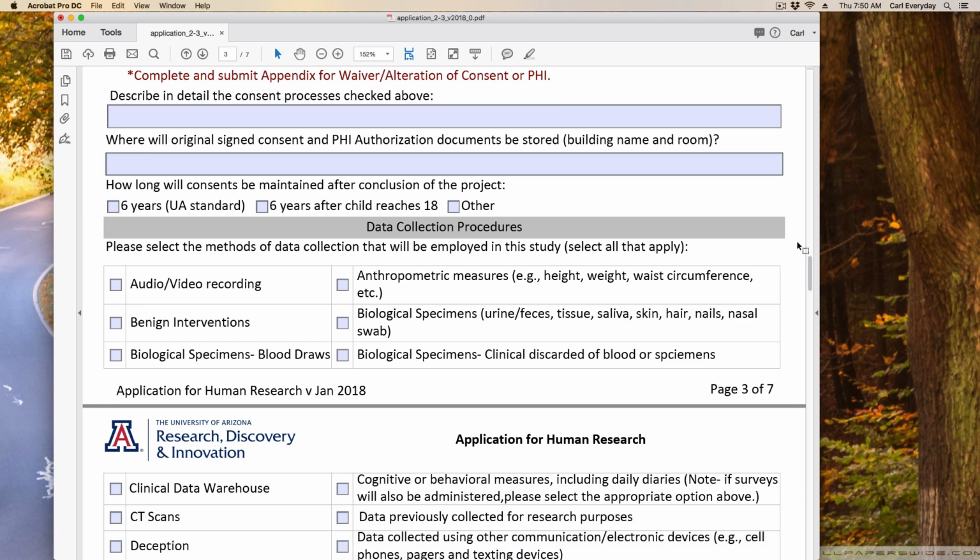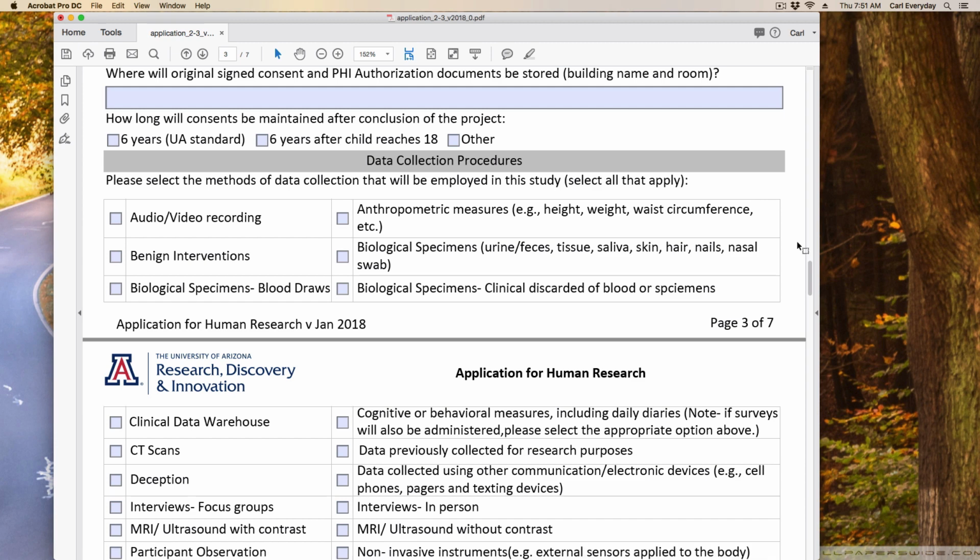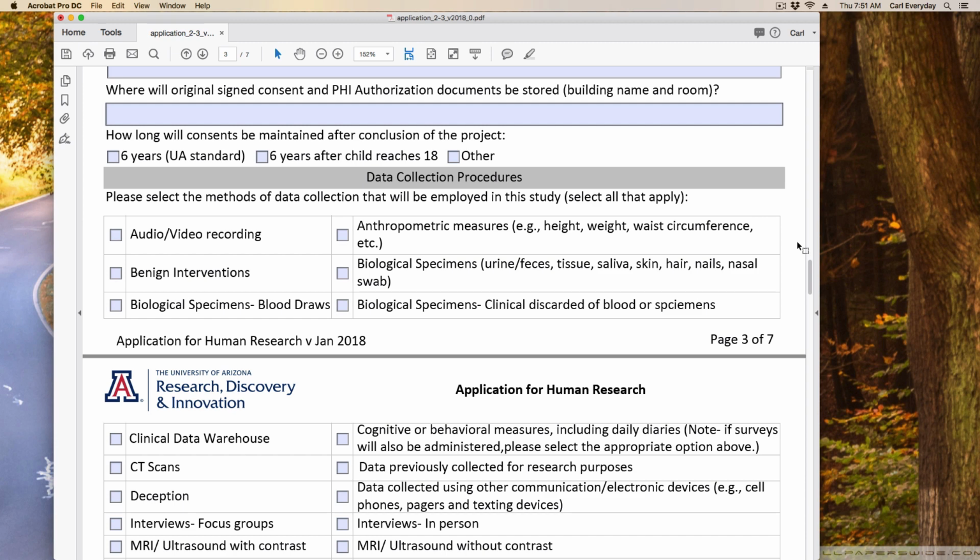How long will consents be maintained after conclusion of the project? The UA standard is you maintain it for 6 years, but you could do otherwise. So I will tell you, folks, we have piles and piles of documents that we have to store in our department. We give up whole rooms in our college just to store completed research documents, and we don't always do the best job of getting rid of them after 6 years.